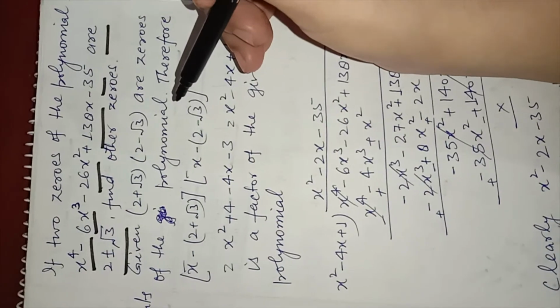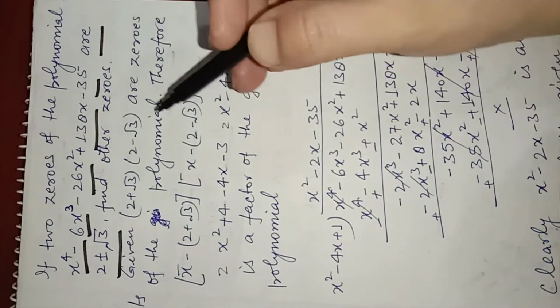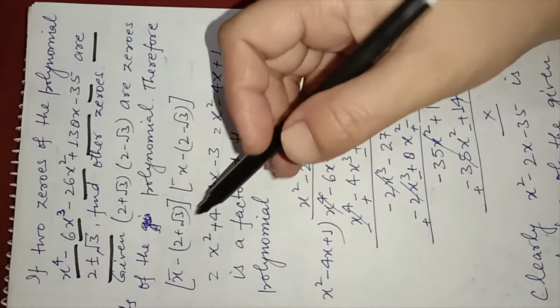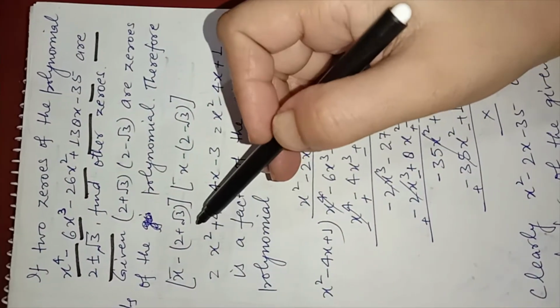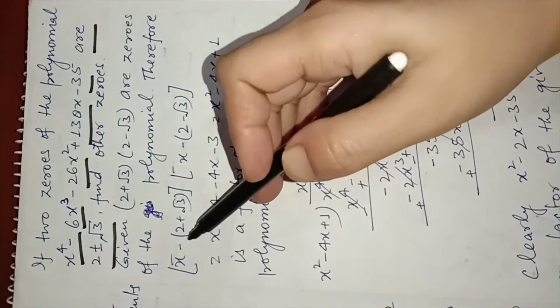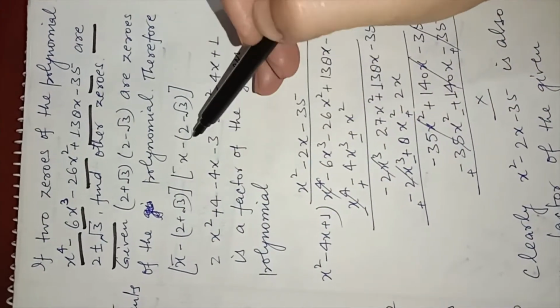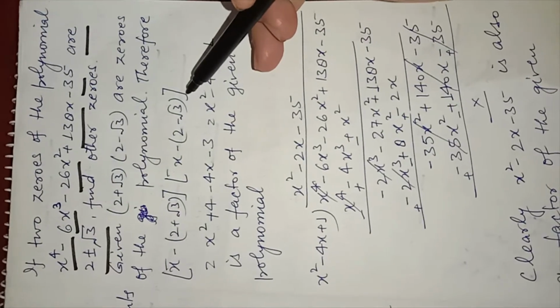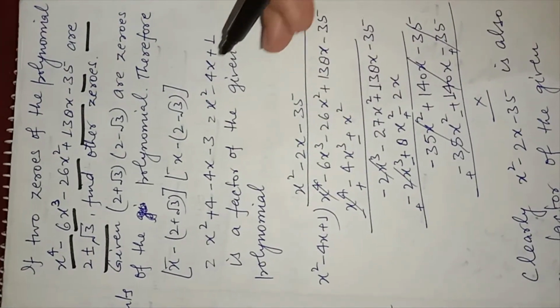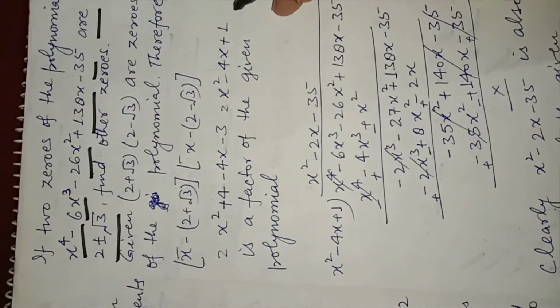As 2 plus root 3 is a zero of the equation and 2 minus root 3 is a zero of the equation, as I told you earlier, we will form the polynomial as x minus the first factor and into x minus the second factor. So (x minus 2 plus root 3) and (x minus 2 minus root 3). Further, we will multiply both, so we will get the answer as x square minus 4x plus 1.